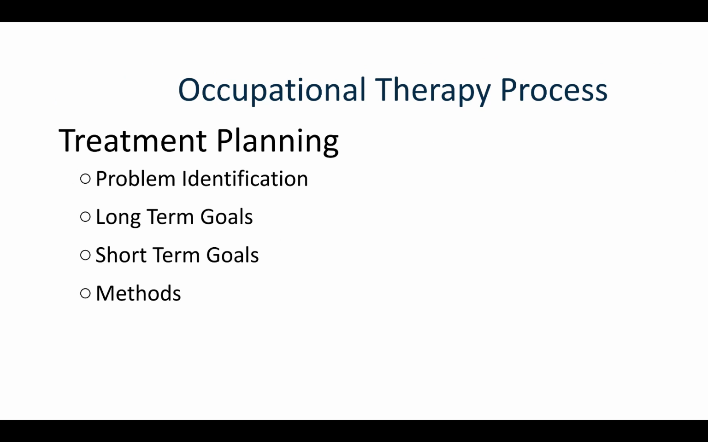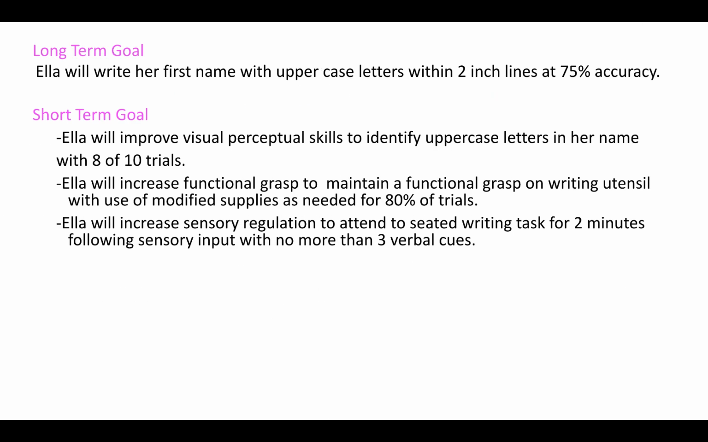When we talk about treatment planning, we have to identify what the problem is, and then we have to develop goals in order for the client to achieve them. So I have an example of one here. So we talked about Ella. So one of the long-term goals, because of course going into 2nd grade, she should be able to write her name pretty accurately. She wasn't able to in that example that we had. So my long-term goal is that Ella will write her name with uppercase letters within 2-inch lines with 75% accuracy.